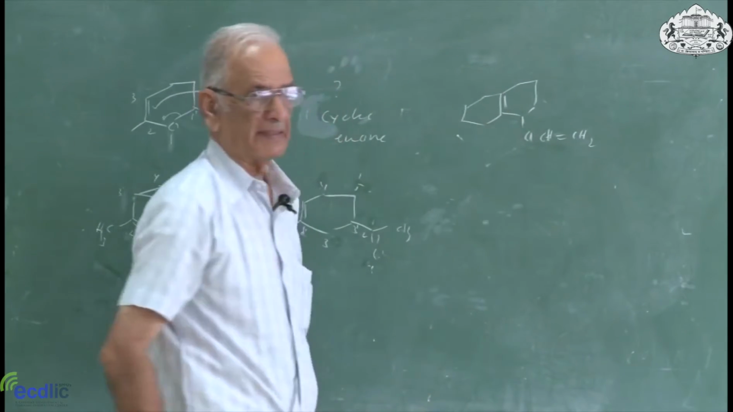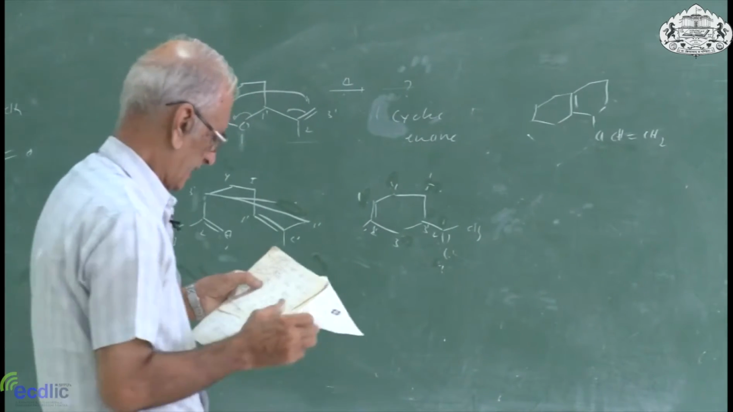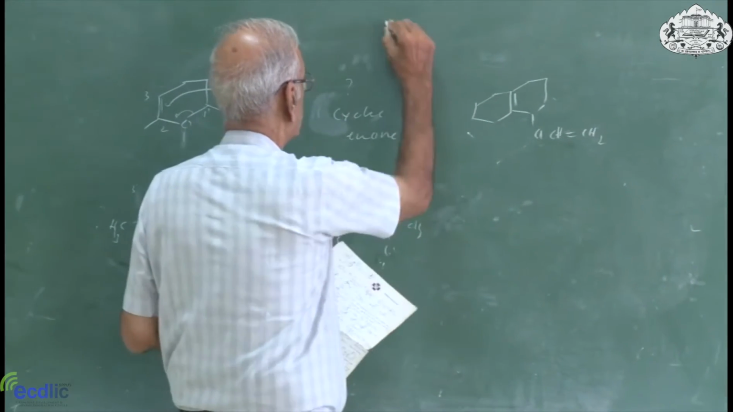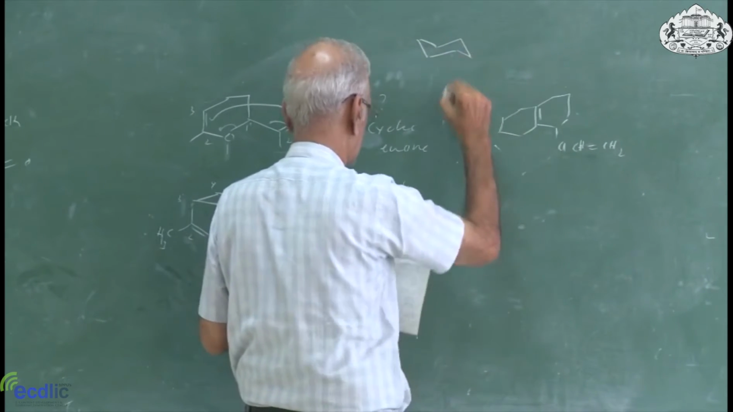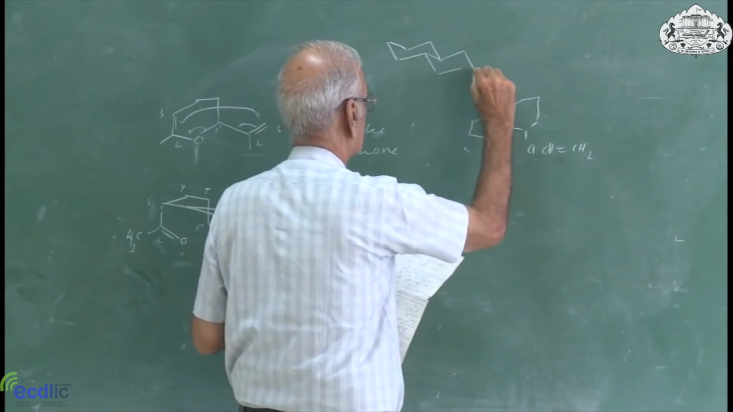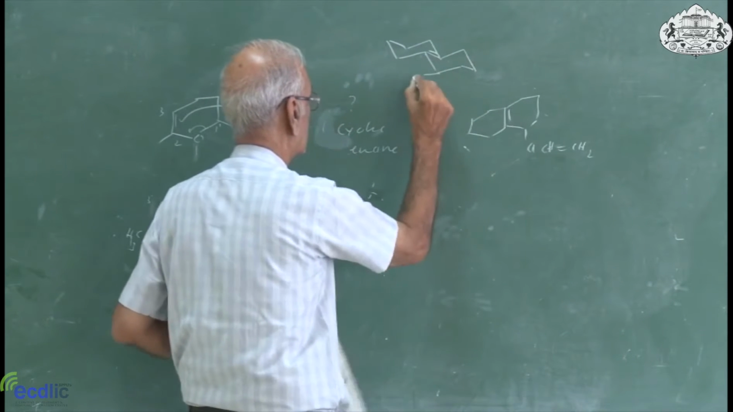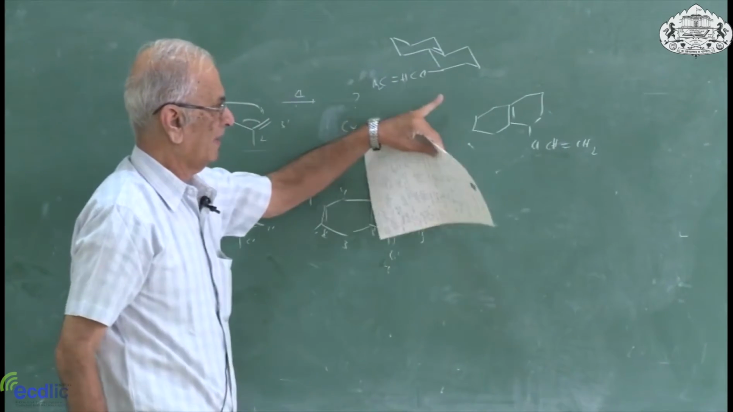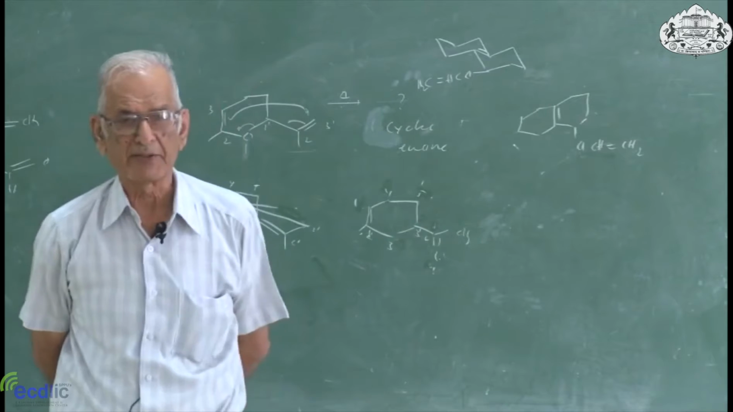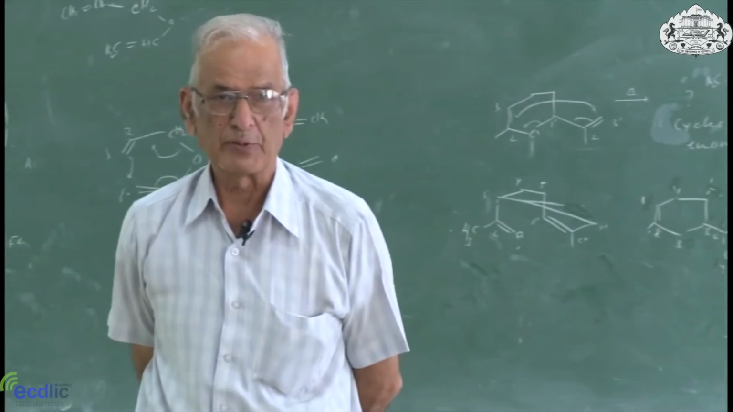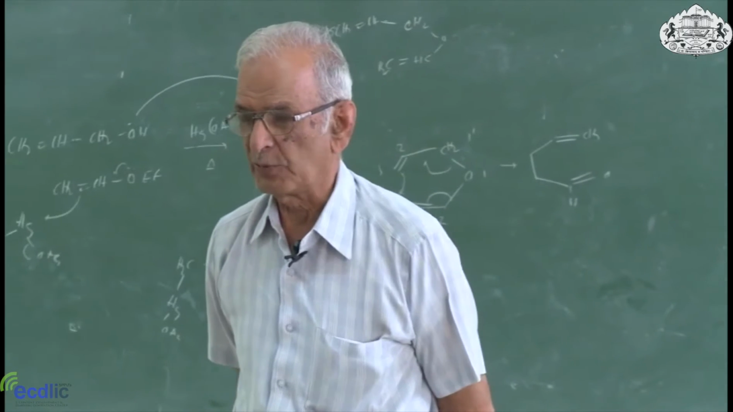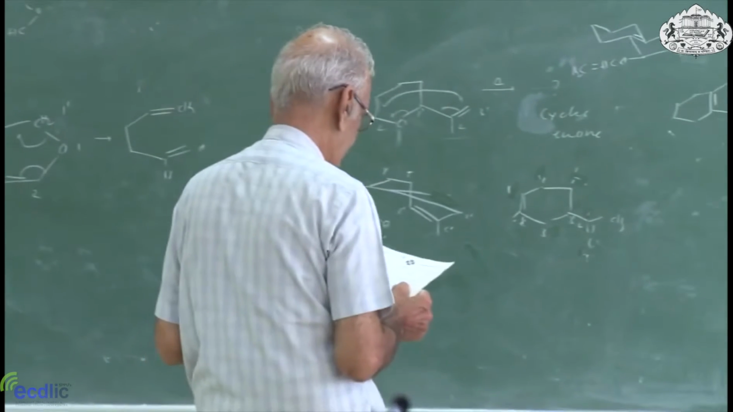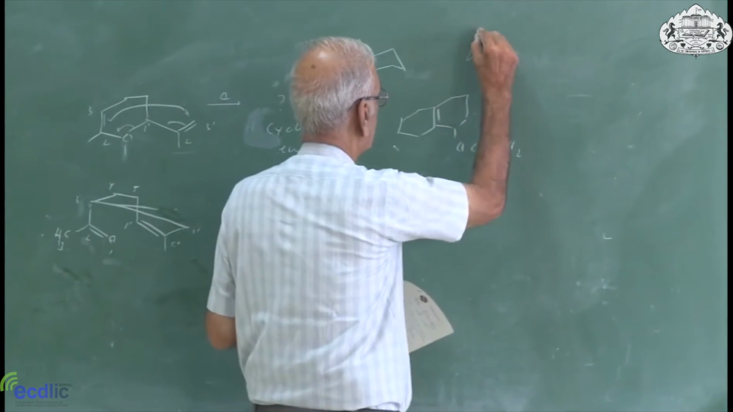Vinyl ether, allyl ether. Okay. Normally you would expect this substituent to have equatorial geometry. But if it has equatorial geometry, it is not properly aligned to carry out the rearrangement. So it flips over.